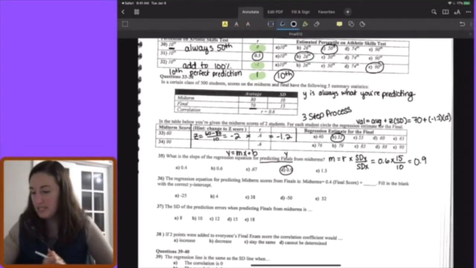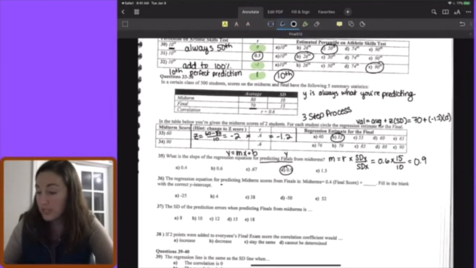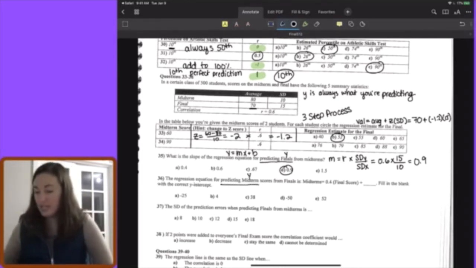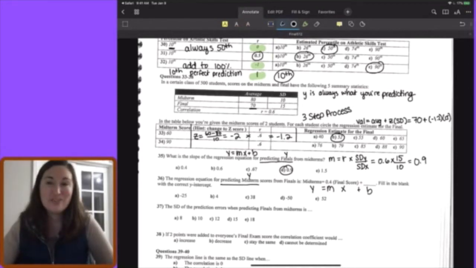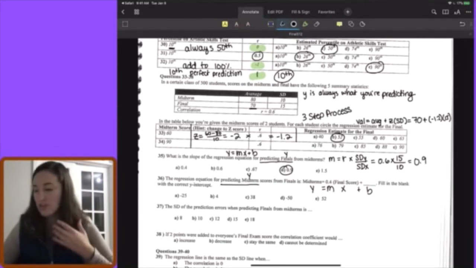Question 36 says the regression equation for predicting, now we're predicting midterms, so now midterm is my y. For finals, that's my x, they gave me the slope, and the question is what is b? It says fill in the blank with the y-intercept. Here, I need to plug in something for midterm and final.